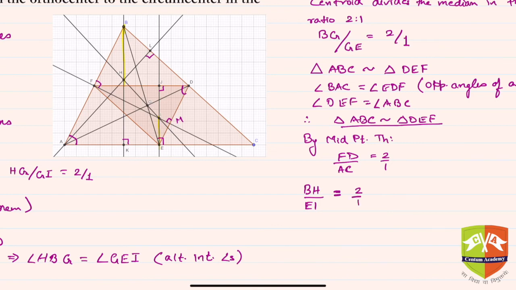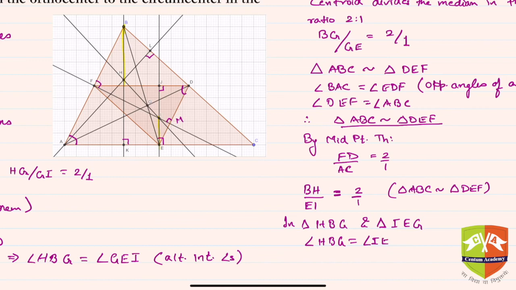Why? Because ABC is similar to DEF. Now consider triangles HBG and IEG. We can say angle HBG is equal to angle IEG, which we just proved here. Similarly, the first one was alternate interior angles, and for the second we cannot use angles anymore, so we'll be comparing the ratio of the sides.